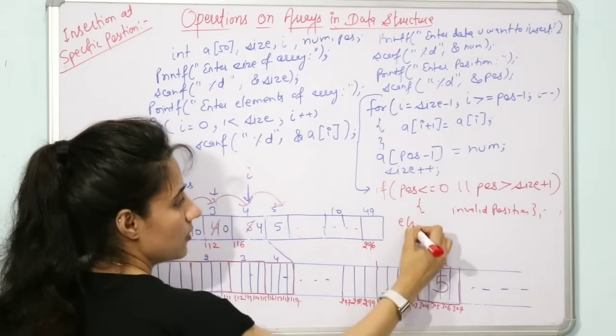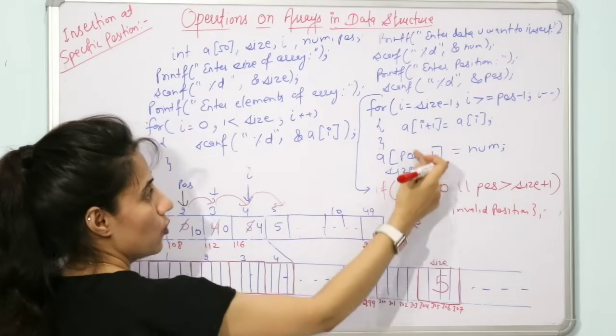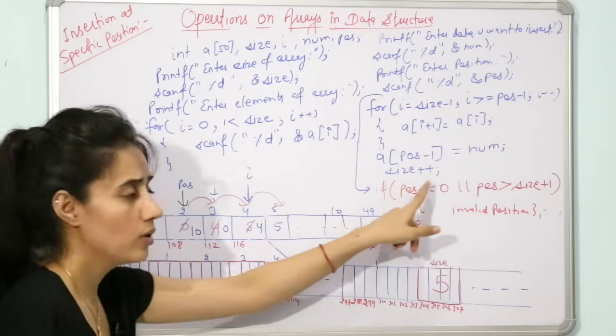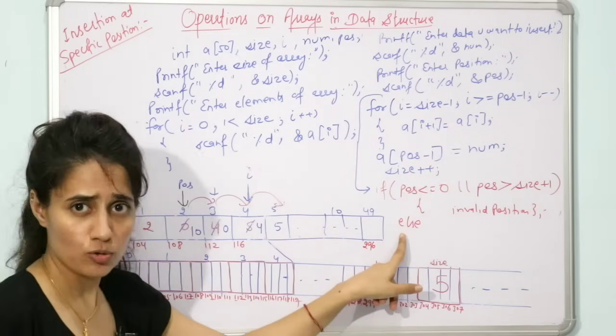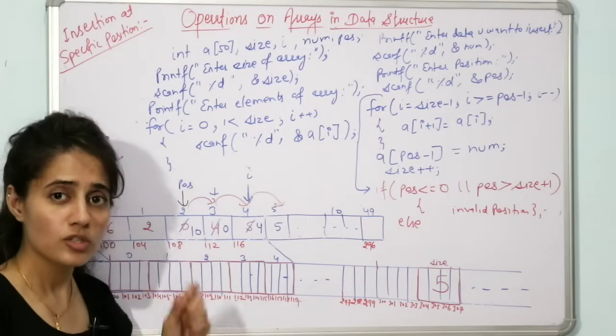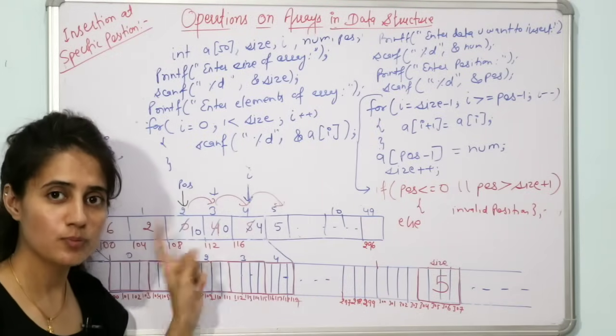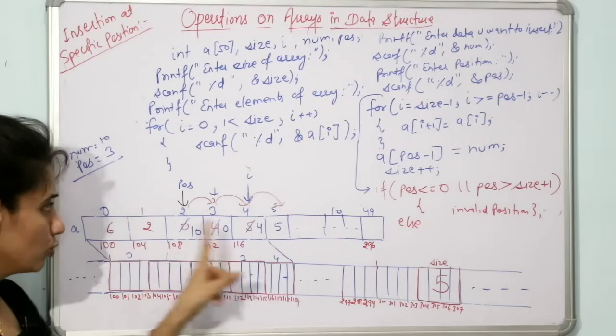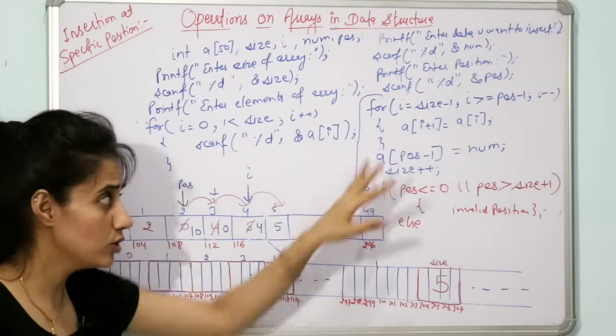And after this, in the else block you will write this for loop, and you will also print the array in this else. After that you are going to close this else, fine. So this is how you can insert data at any specific position. You can insert at the beginning also, you can insert at the end also, fine, using this method.